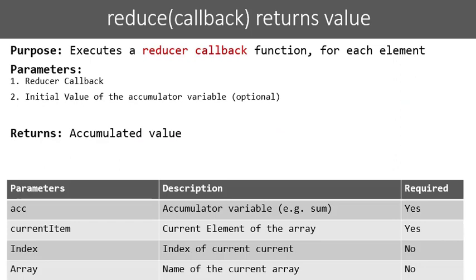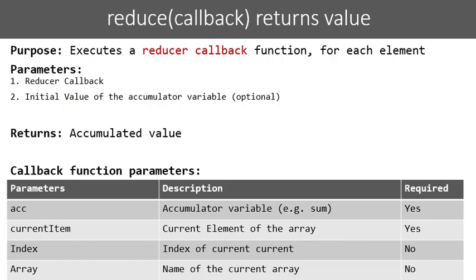So the reduce method executes a reducer function for each element of the array and returns an accumulated value. It accepts two parameters. The first parameter is the reducer callback function and it is required. The second parameter is the initial value of the accumulator variable and it is optional. If you don't provide the initial value of the accumulator variable, it is automatically initialized to the first element in the array. But if the array is empty and you have not provided the initial value, it will throw a type error. So it is a good idea to provide an initial value.